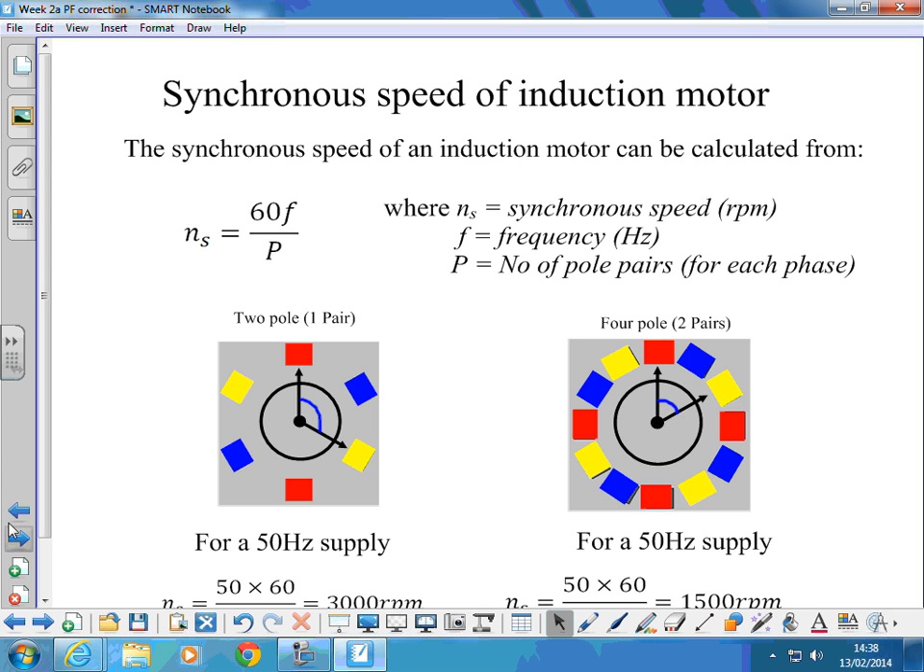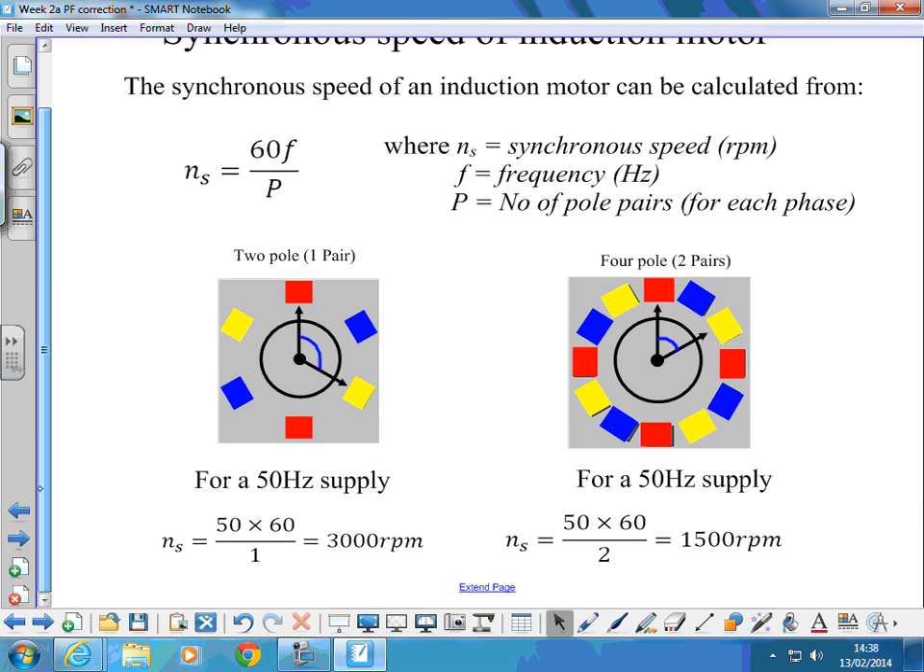What are the units of frequency? Where do they come from? Sorry? That's cycles per second, and we want the speed in RPM. So the 60 is the 60 seconds in a minute. Okay? So 60 times the frequency divided by the number of pole pairs gives you the synchronous speed.